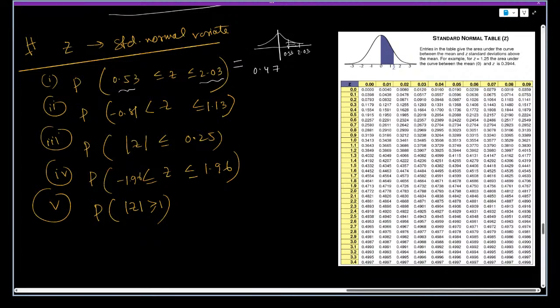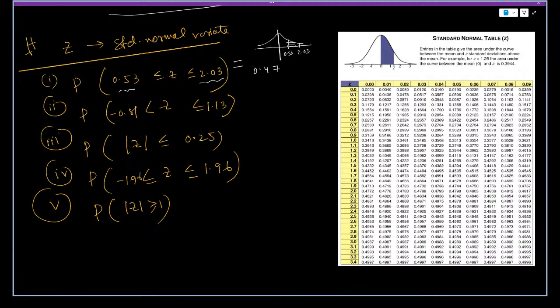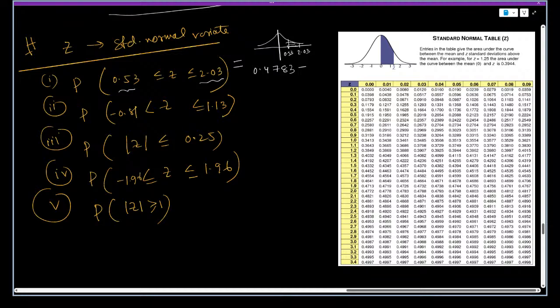0.47. 0.53 you check. 2.03 you write first: 0.4783. From there you subtract 0.53. 0.53 is which part? 0.2019. So the value you subtract is going to be 0.2769. So the value lying between 0.53 and 2.03, if Z lies here, from the table we can get it nicely. Okay.